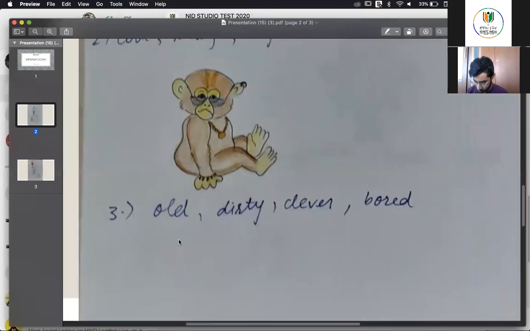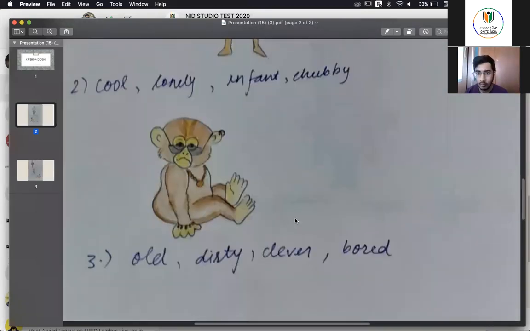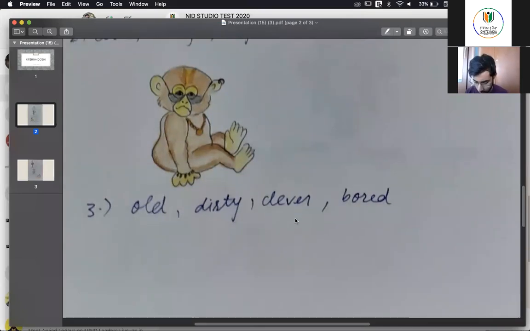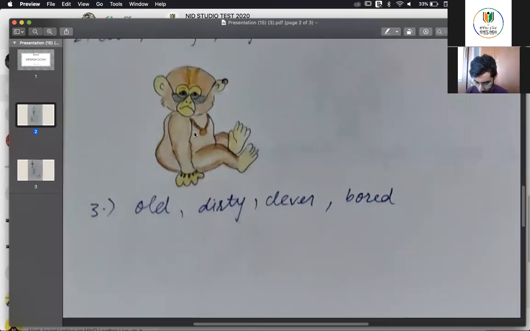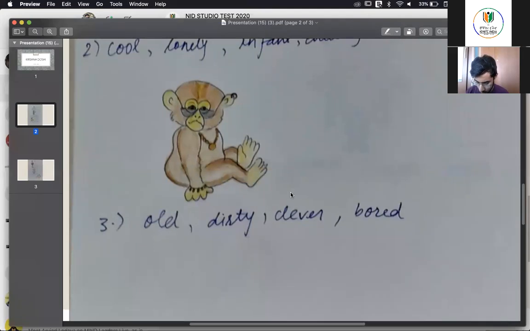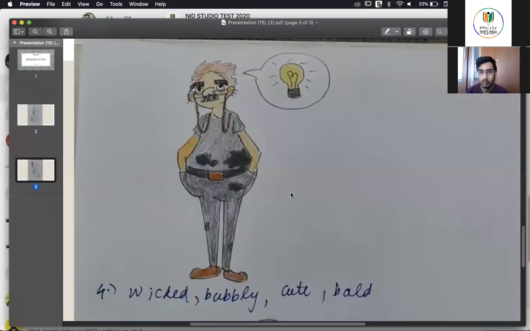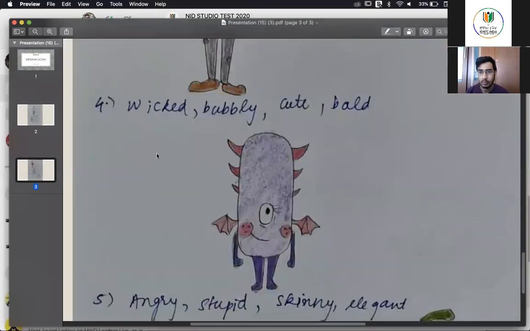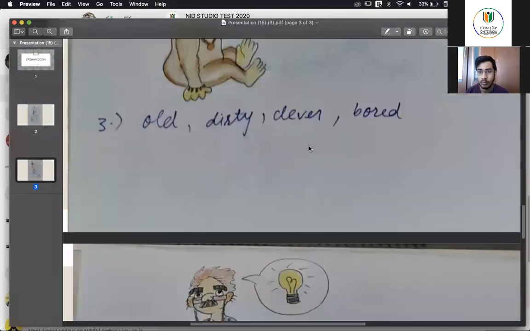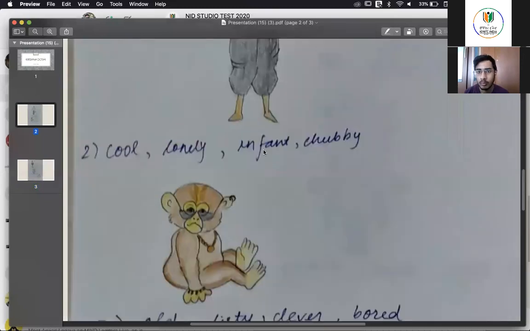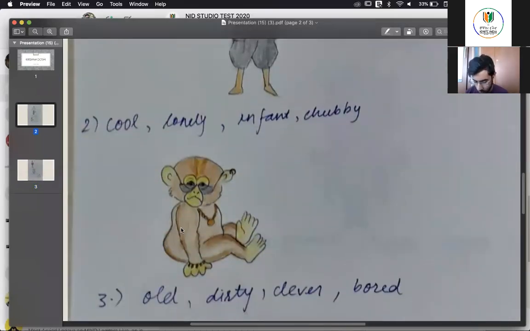Monkey, what is it? Old, dirty, clever, bored. Okay, it's on the next page, the third one. This is the third one. What is it? Cool, lonely, infant, and chubby. Chubby, cool, lonely. Very nice.